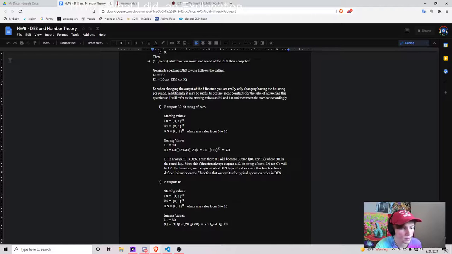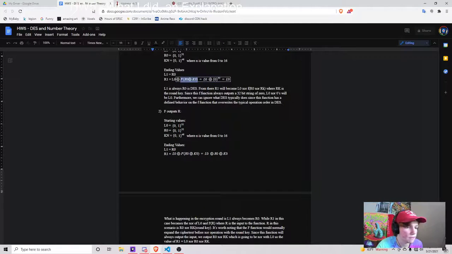So in this first case, it'll be R0 XOR K0, but since f is going to output all zeros, then we're just going to get L0 XOR 32 bits of 0, and since L XOR 0 is always going to be whatever it is being XORed with the 0, it's going to be L0. So this R1 will be equal to L0. So they just swap, which is really nice. And then for number 2, f outputs R.